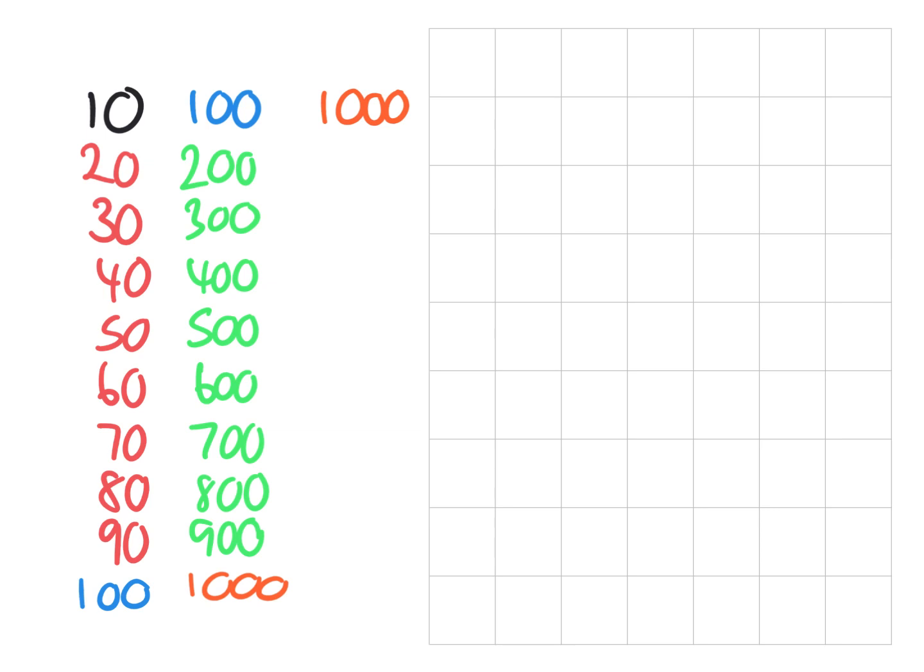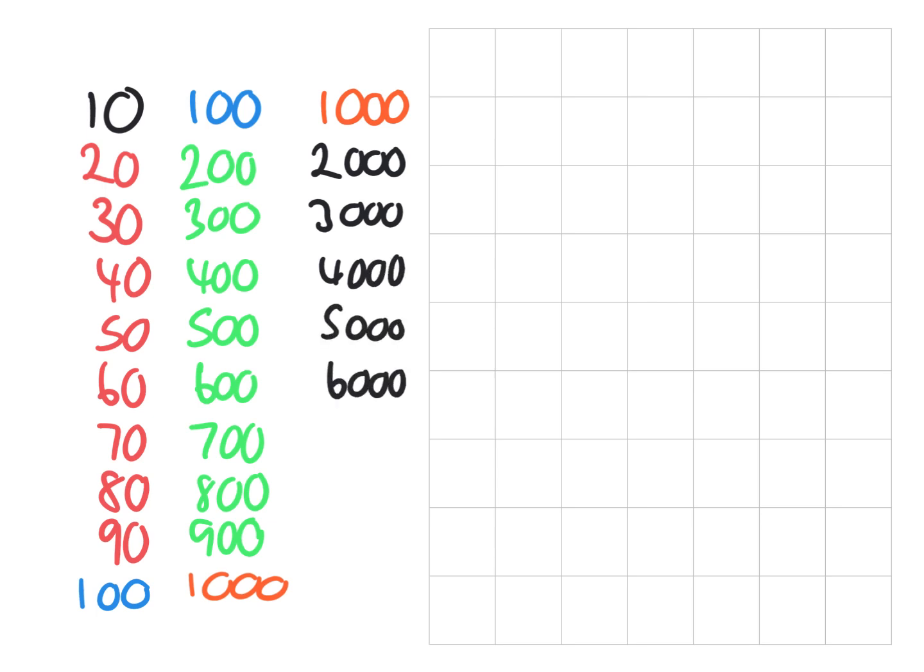So counting up in groups of 1000, 1000, 2000, 3000, 4000, 5000, and so on, all the way up to 10,000. And it just continues, 11,000, 12,000, 13,000, 14,000 and so on. So that's a quick reminder on multiples. So to start things off, we're going to look at some examples of adding multiples of 10, 100 and 1000. So we'll start off with tens.